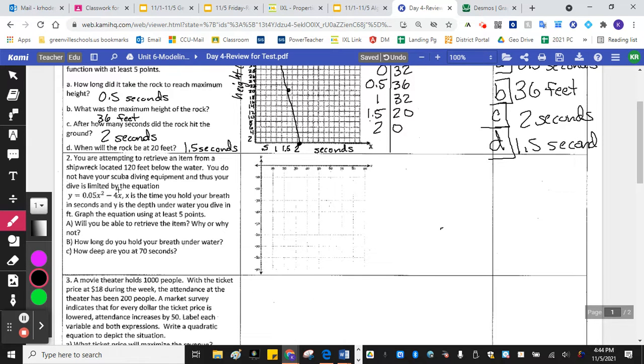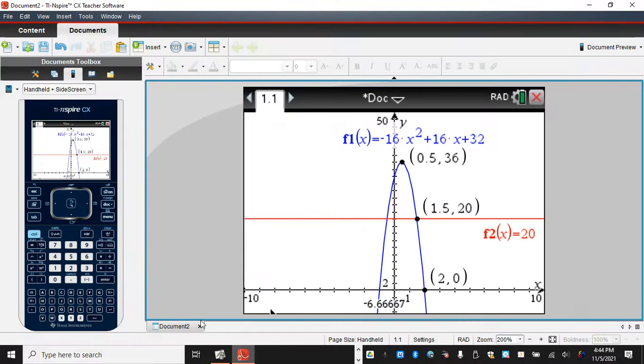Okay, next equation. You're attempting to retrieve something from a shipwreck 120 feet below water. You do not have scuba gear, and thus your dive is limited by this equation. X is the time you hold your breath, so this is seconds, and this is the depth, so feet. Graph the equation, use at least 5 points.